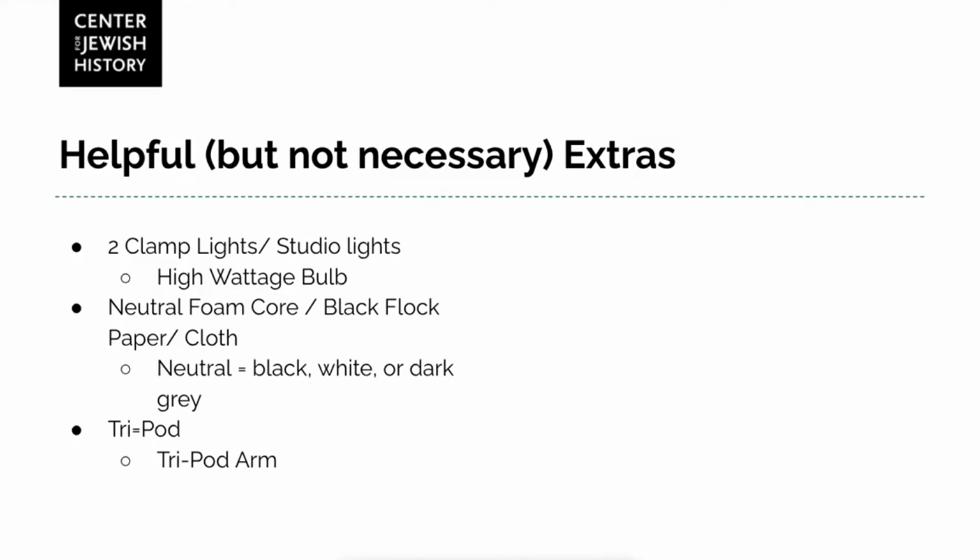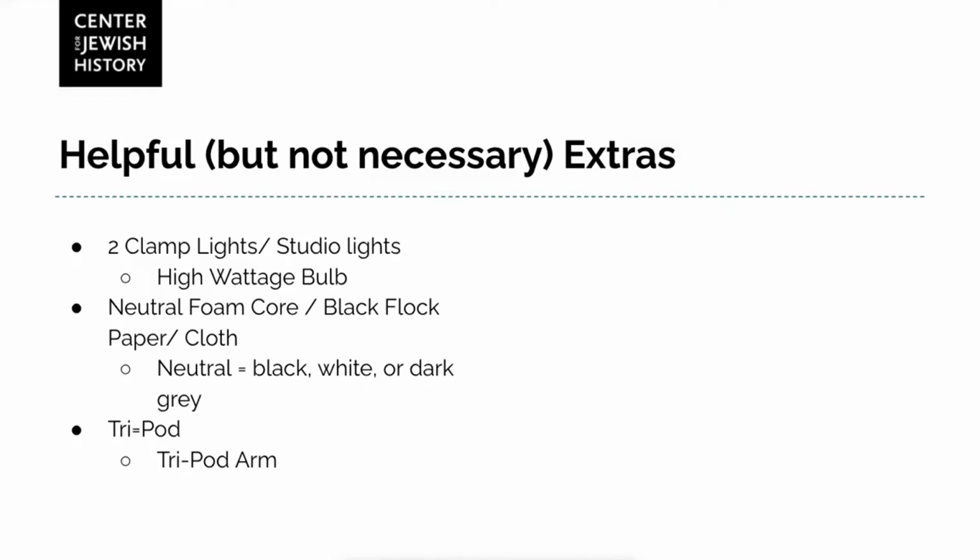Matte foam core, flock paper, and cloth will also create a non-slip surface to place your material on and will help dampen any harsh light and soften shadows. They will also make it easier for your camera to focus on the material that you're photographing.